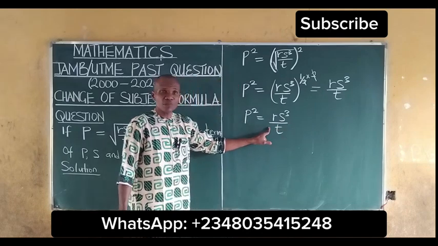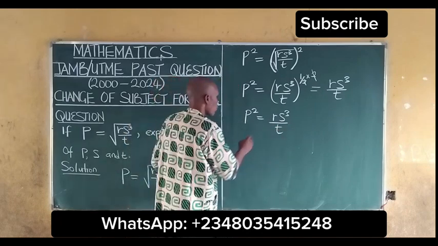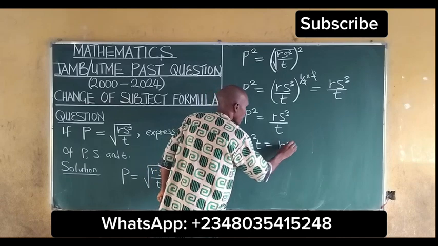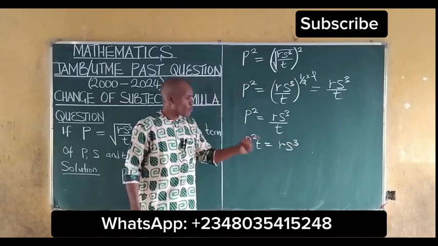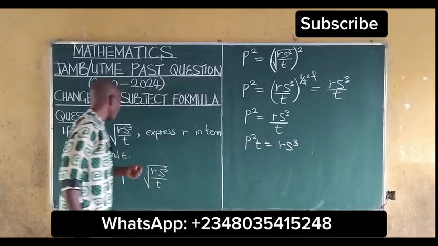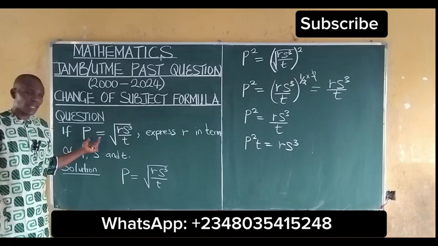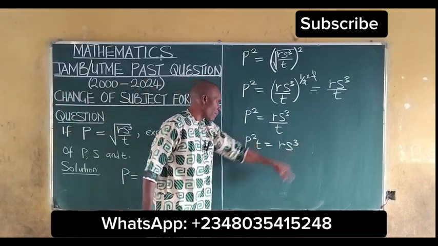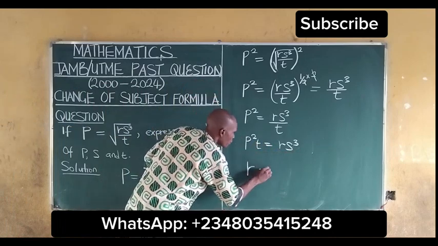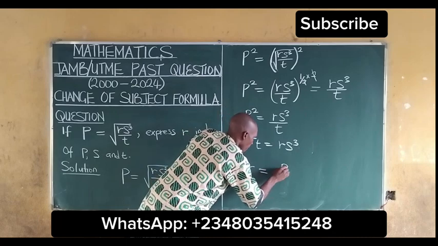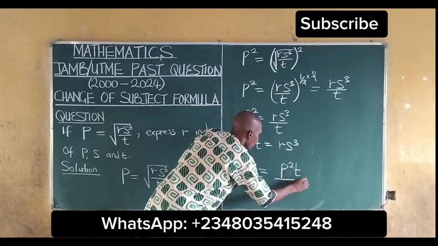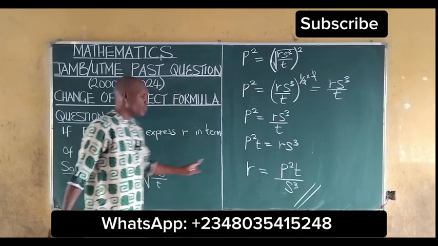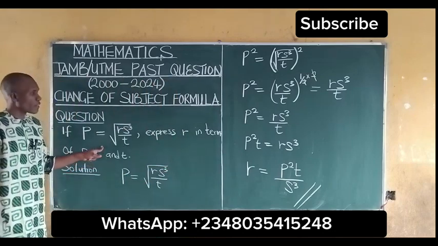The next thing to do is to cross multiply when you have something like this. If we cross multiply, we'll have P squared T to be equal to R S cubed. For us to make R the subject of formula, just as it is asked in the question, we divide both sides by S cubed. So if we divide both sides by S cubed, we'll have R to be equal to P squared T all over S cubed. So this becomes our answer to this JAMB question that is given.